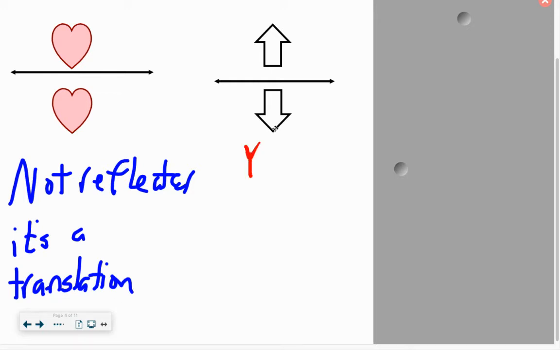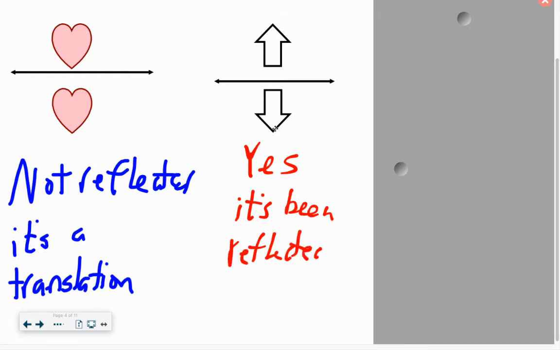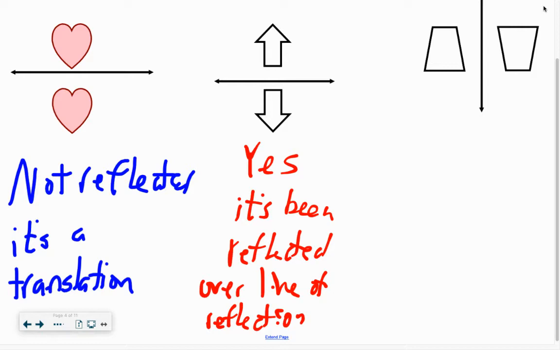Is it a reflection or not? Yes, it is a reflection. Why? It's been flipped over the line, or it's been reflected over the line of reflection. Many different ways to say it. And that last one. Is it a reflection? Is it completely flipped? Now again, flipped just meaning reflected over.